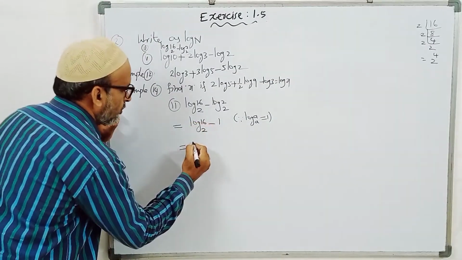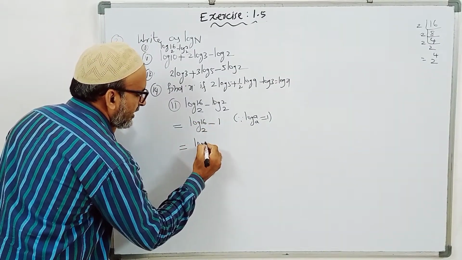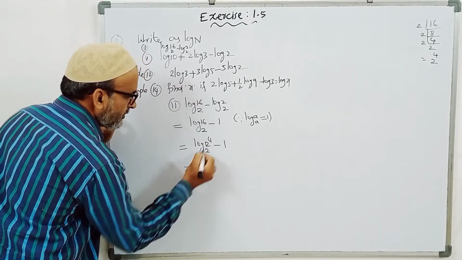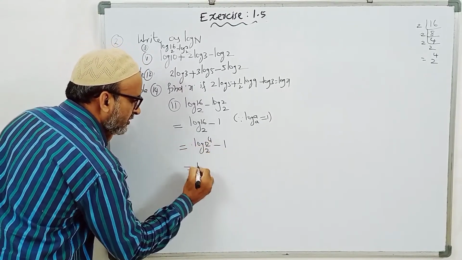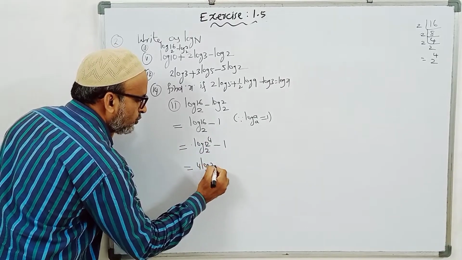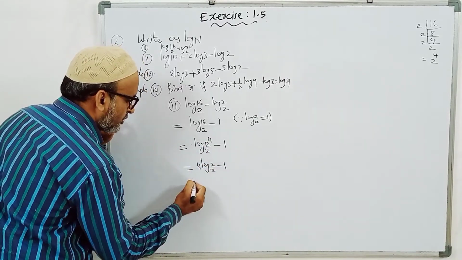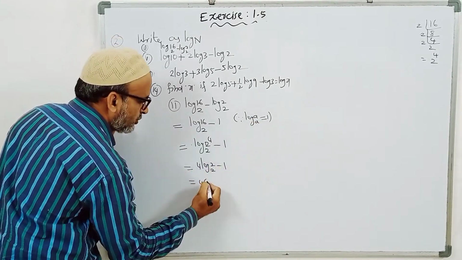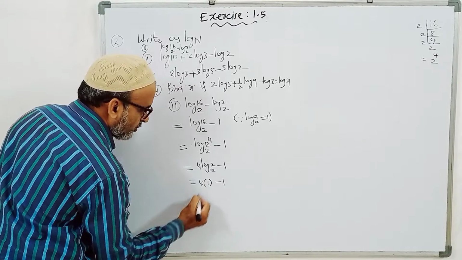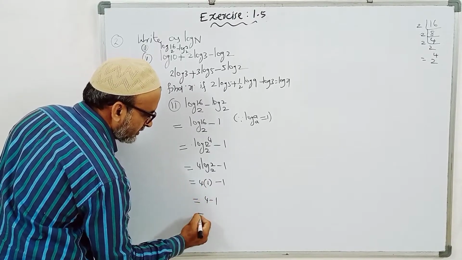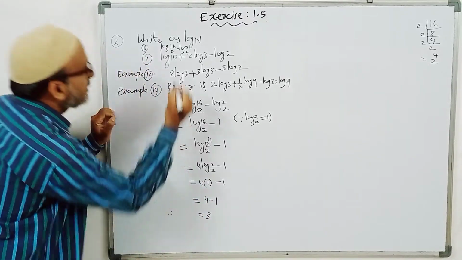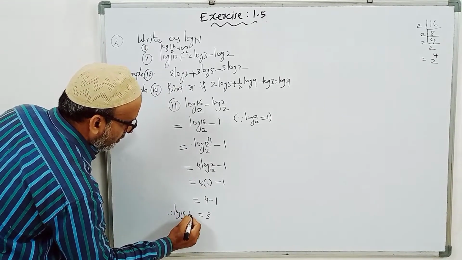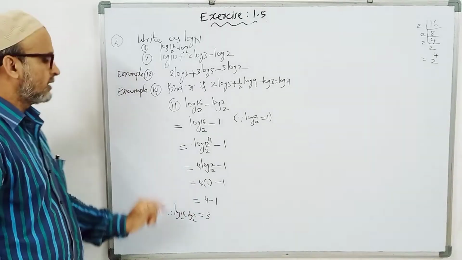This is equal to logarithm of 2 to the power of 4 base 2 minus 1. The degree will come to the coefficient: 4 logarithm of 2 base 2 minus 1 is equal to 4 into logarithm of 2 base 2. Again, logarithm of a base a is equal to 1, so 4 ones are 4, minus 1 is equal to 3. Therefore, the total question, logarithm of 16 base 2 minus logarithm of 2 base 2, is equal to 3.